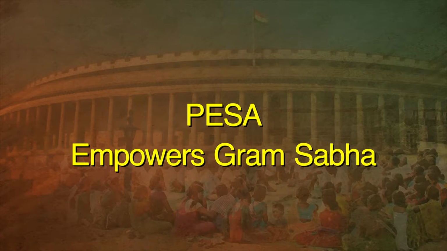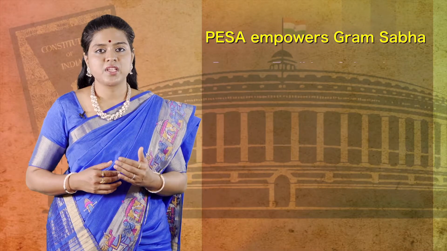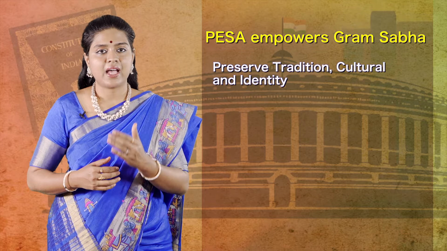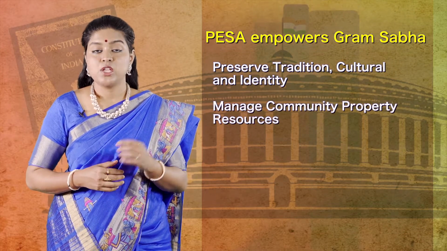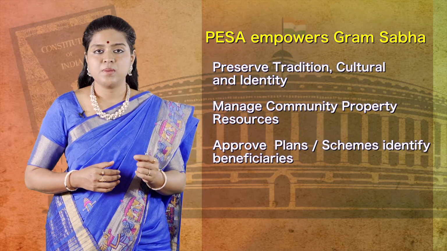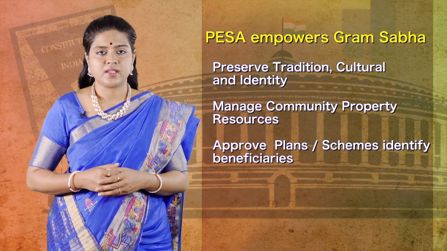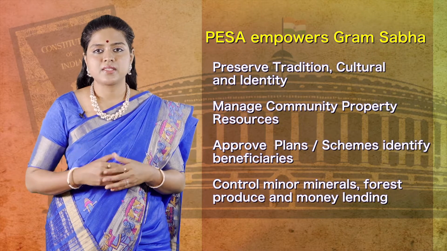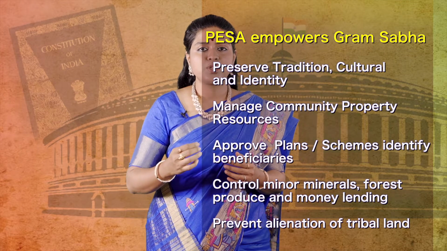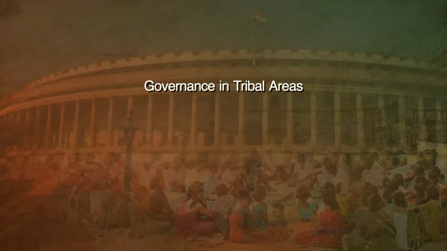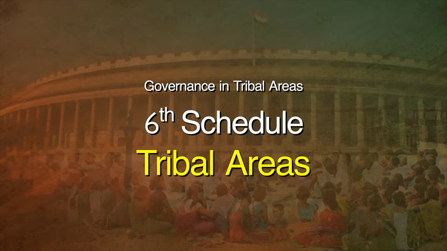PESA empowers Gram Sabha to preserve tradition, culture and identity, to manage community property resources, to approve plans and schemes, identify beneficiaries, to control minor minerals, forest produce and money lending, and to prevent alienation of tribal land. According to the 6th schedule, there are several states. They evolve their own functions.